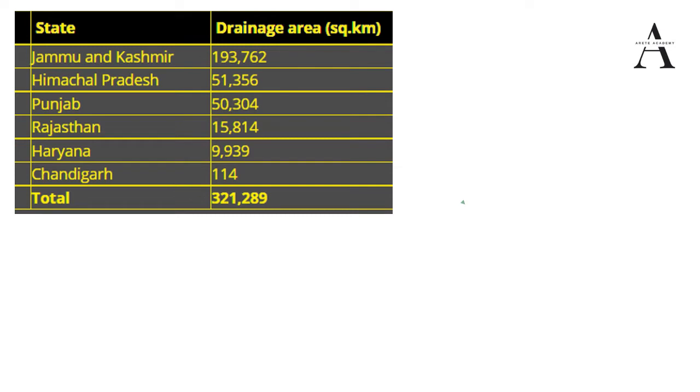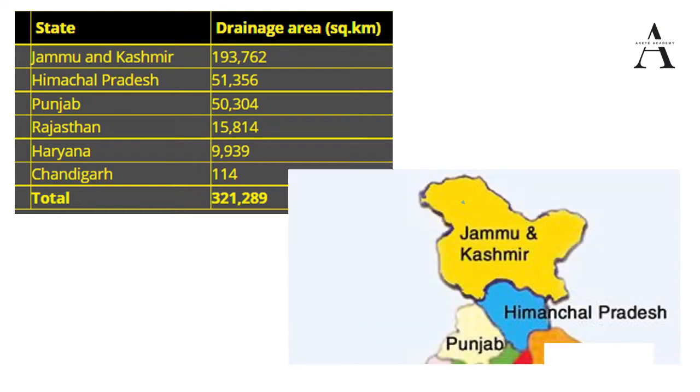To summarize, if we look at the extent or drainage area in square kilometers of the Indus River system, the majority of it lies in Jammu and Kashmir. Second in coverage will be Himachal Pradesh, and the third will be Punjab. But don't miss these three states. If UPSC gives an option asking whether the Indus River system flows through Chandigarh or not, you should mark yes. Whether through Haryana or not, yes. Rajasthan or not, yes.